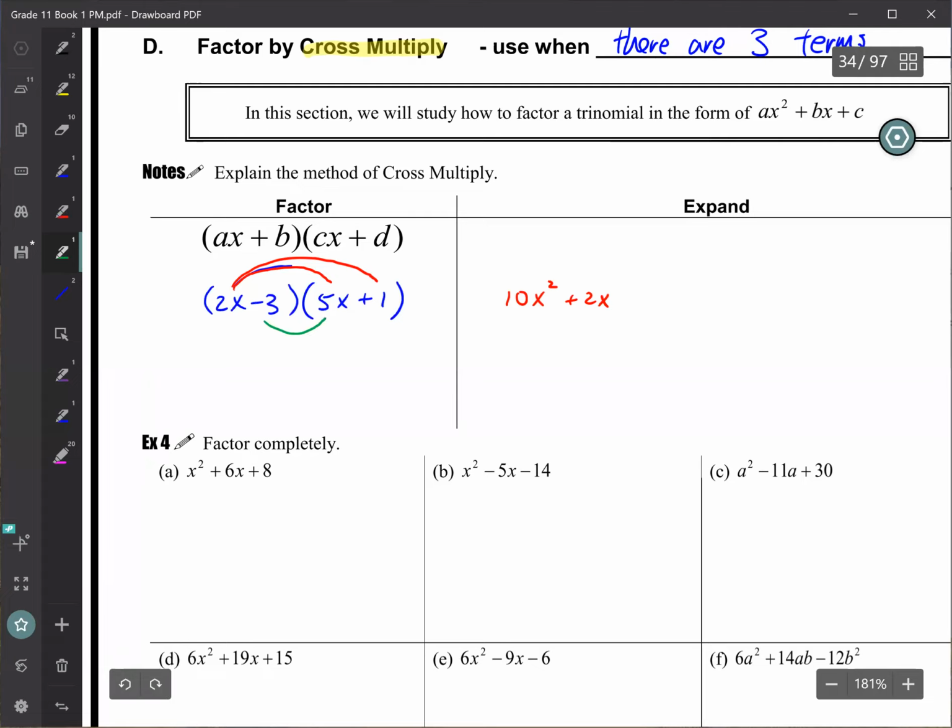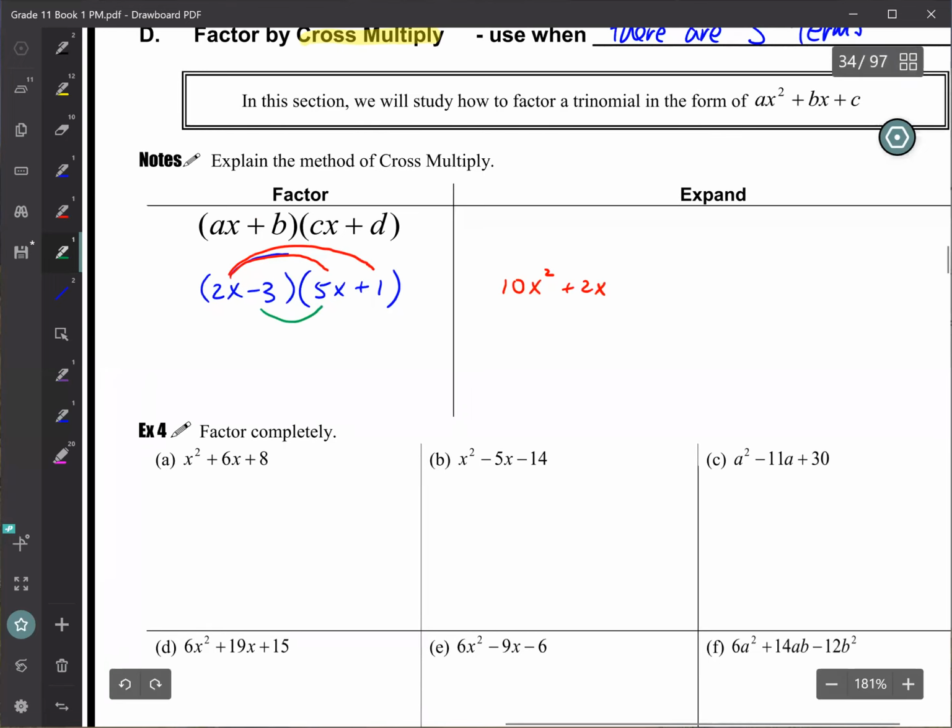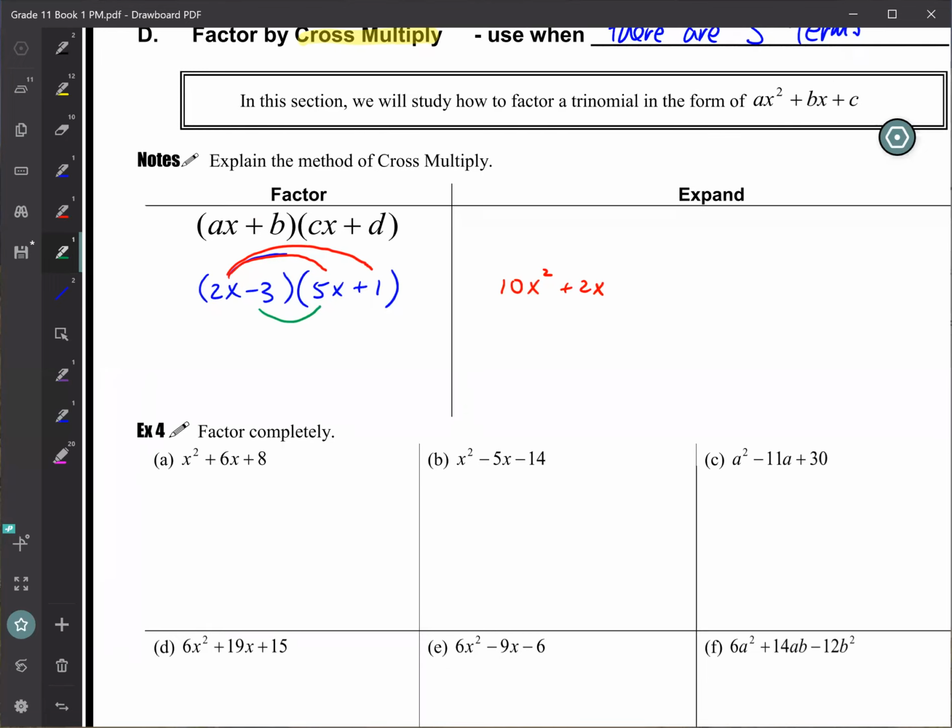Okay, let's have somebody else. Waylon, can you tell me the green part? -3 times 5x. What would that equal? Negative 15x. Okay, and then the last part? -3. Yeah, very good.